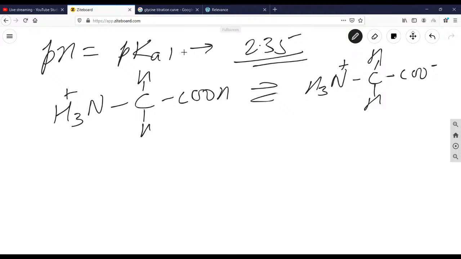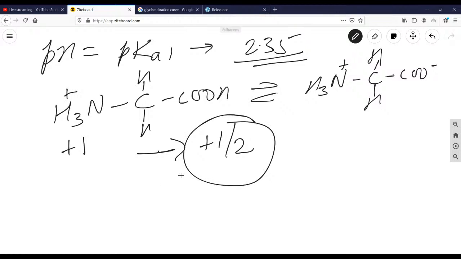So now what is the net charge? The net charge of this one is plus 1. The net charge of the other is not plus 1, it is 0. So when we take the average, it comes out to be plus half. So pH equal to pKa1 gives an average charge of plus half.